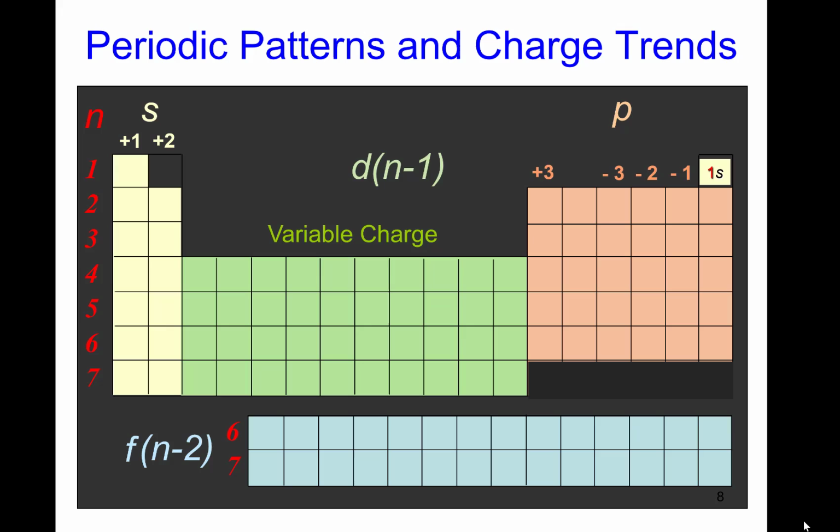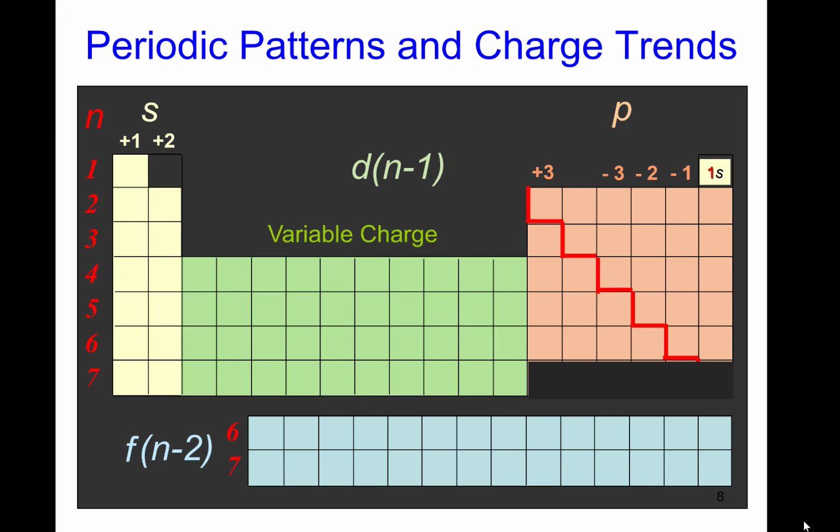In the middle, we kind of skip those because their charges will vary. We don't have a pattern that they always follow, so we skip that. Sometimes iron will have a +2 charge, sometimes it'll have a +3 charge. Copper sometimes is +1, and other times it's +2.